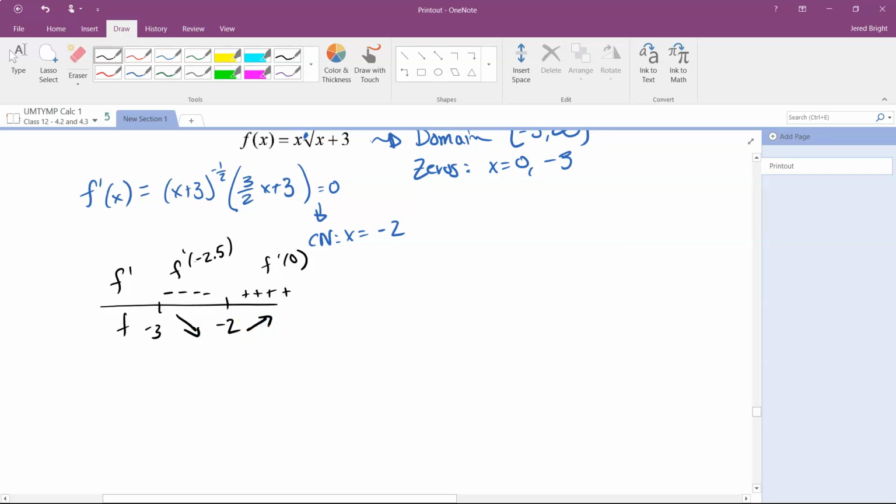Making a list, the function is increasing from -2 to infinity and decreasing from -3 to -2. I'm still using parentheses because we can't say it's increasing or decreasing at a single point. I also have a local min at x equal to -2. So that's one thing down.